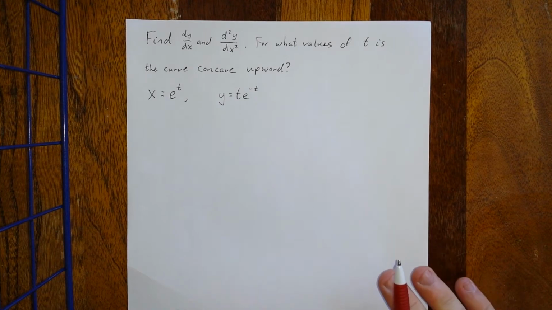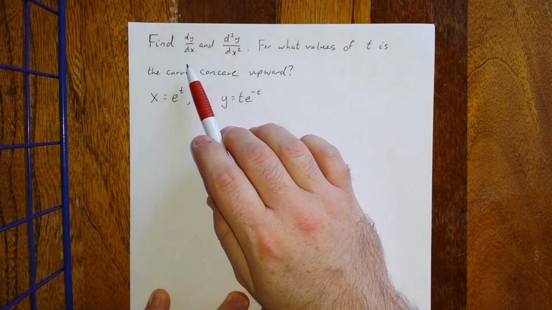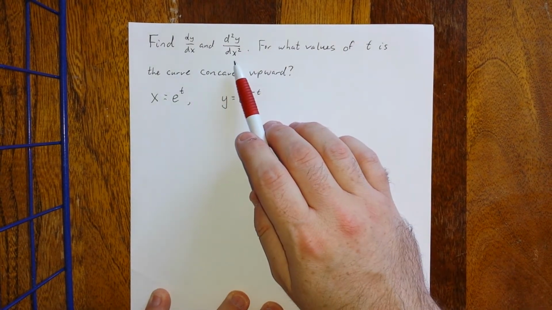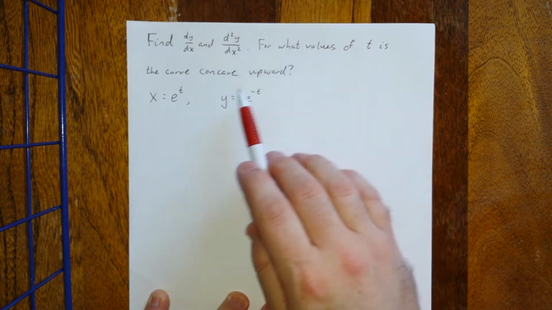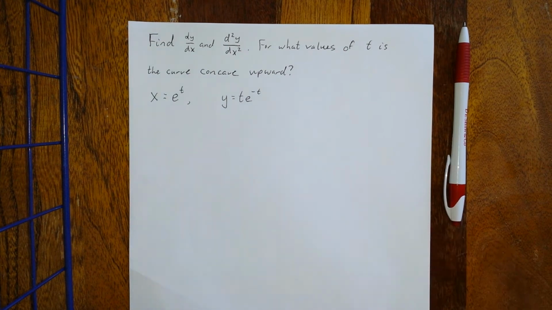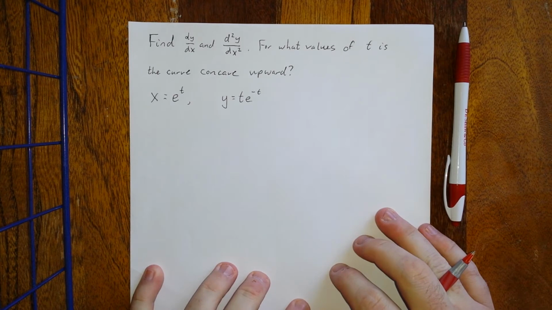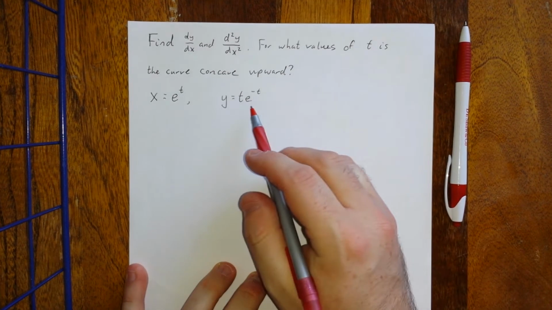What we have on the docket for today is a little bit of work with parametric equations. We've been given parametric equations and asked to find dy/dx, as well as the second derivative d squared y/dx squared, and then compute for what values of t the curve is concave upward. The given parametric curve is x equals e to the t, y equals t times e to the negative t.